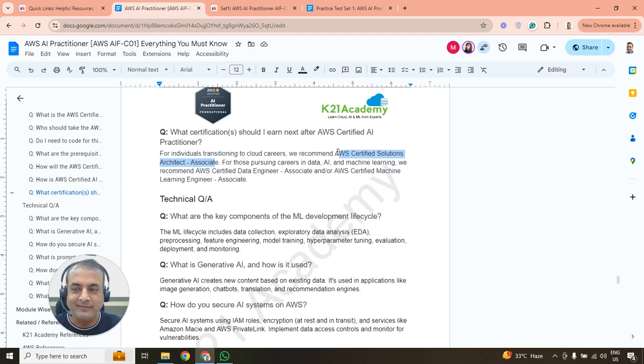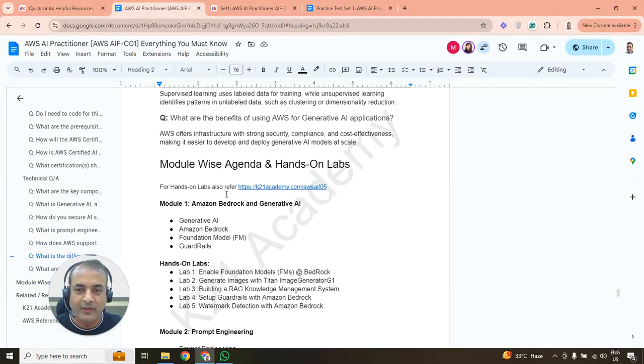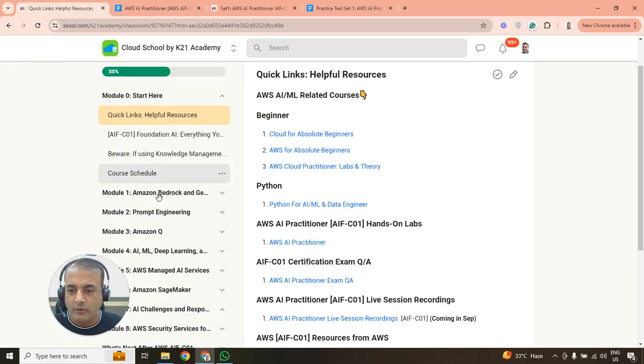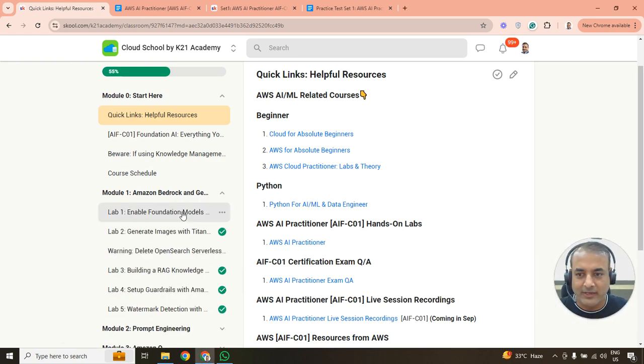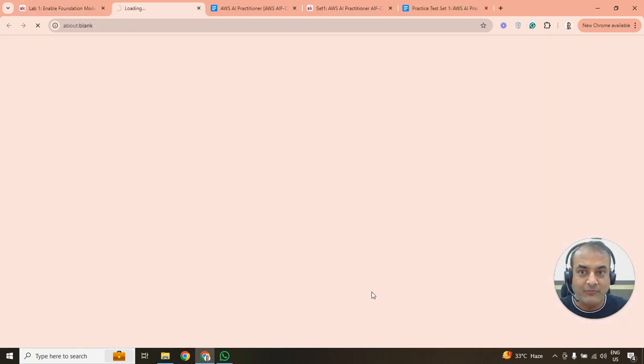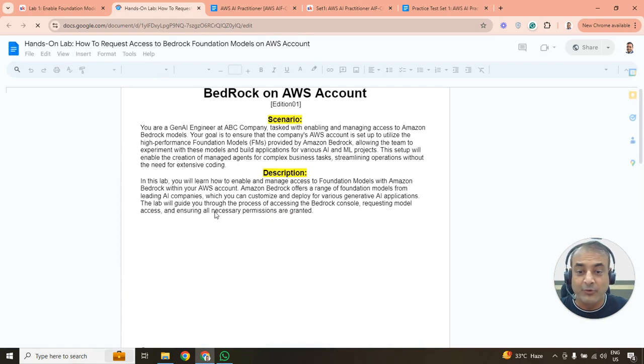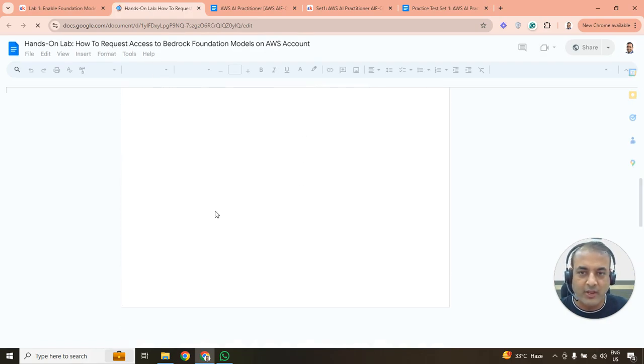Given the time, I've already exceeded it. I'm not going to cover technical questions here, but we'll cover them inside each of these modules. To give you the module-wise agenda and hands-on labs, you can refer to this page, which I'll explain in a minute. If you want to see the hands-on labs we recommend, you can go to K21Academy.com/AWSAIF05. Each of these modules has labs below it, right from how you create and enable the foundation model. When you click on that, there's a separate video about the prerequisite for this lab, which is creating a free account first.